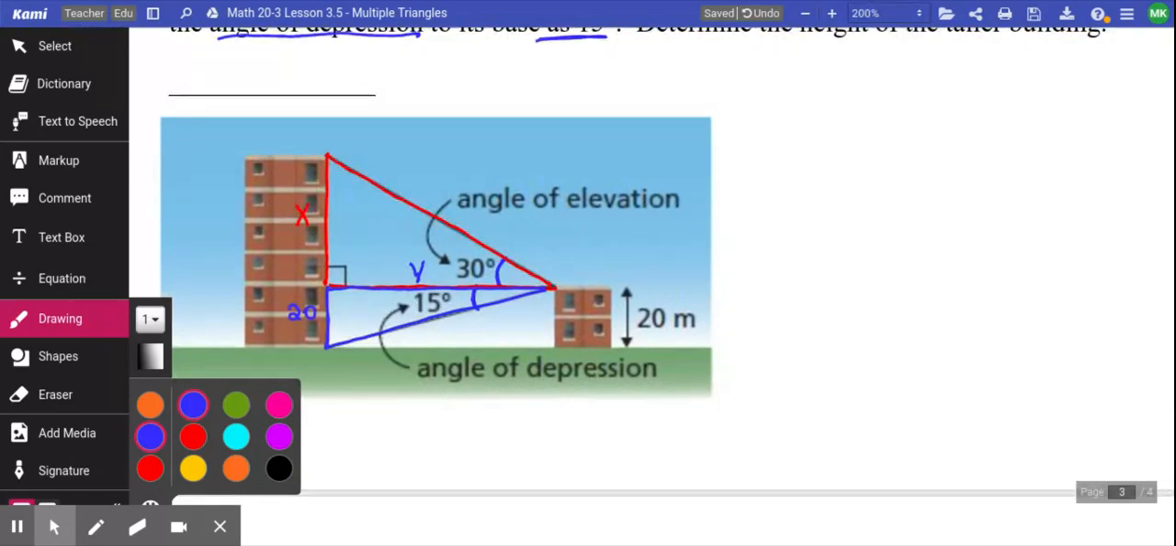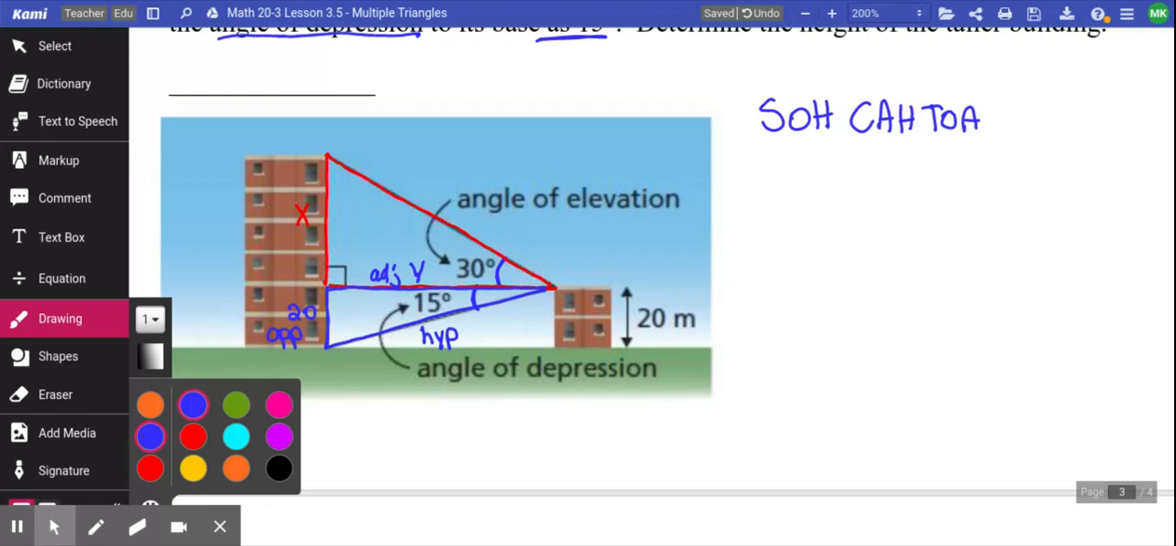Sohcahtoa on the blue side. To do Sohcahtoa, you need to label your triangle. This would be opposite because it's across from the angle. This would be hypotenuse. And then this would be adjacent. Across from the angle I'm working with is called opposite. Across from the 90 is called hypotenuse. And the other one is adjacent.